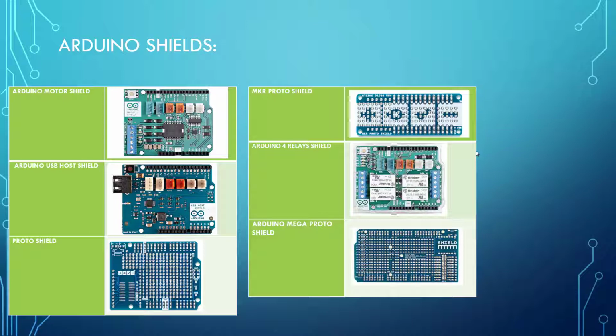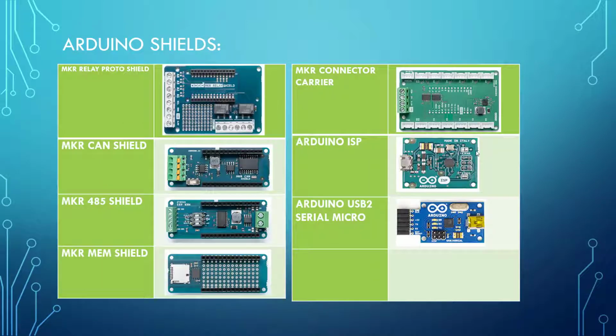And the Arduino Mega Proto Shield is used for Arduino Mega. It will fit on top of your Arduino Mega. You can solder some components on top of it. And we have other shields, the MKR Relay Proto Shield. This shield comes with 2 relay switches. You can solder other components and connect your Arduino, smaller-size Arduinos, on top of this shield.